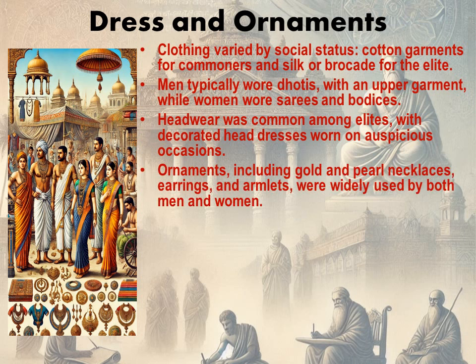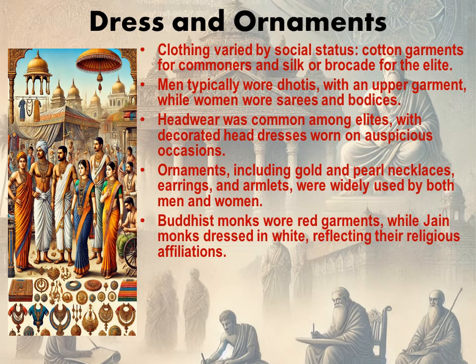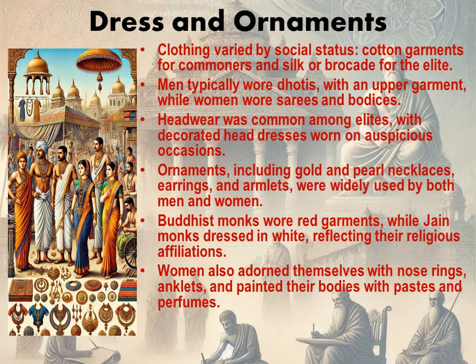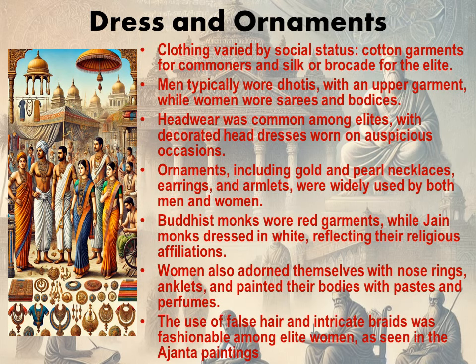Ornaments, including gold and pearl necklaces, earrings, and armlets, were widely used by both men and women. Buddhist monks wore red garments, while Jain monks dressed in white, reflecting their religious affiliations. Women also adorned themselves with nose rings, anklets, and painted their bodies with pastes and perfumes. The use of false hair and intricate braids was fashionable among elite women, as seen in Ajanta paintings.